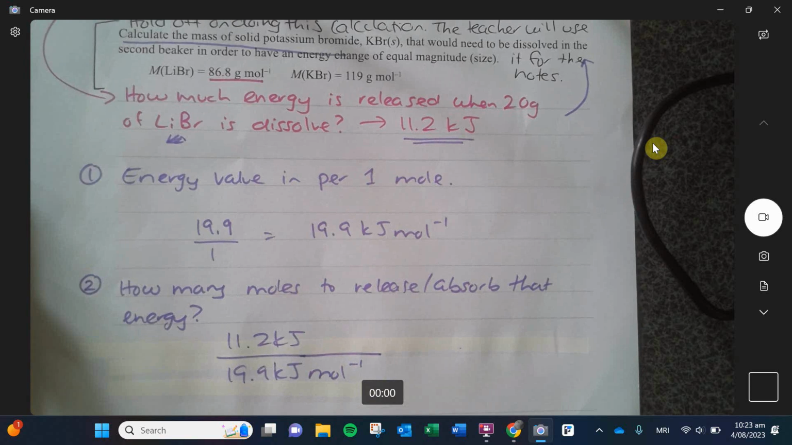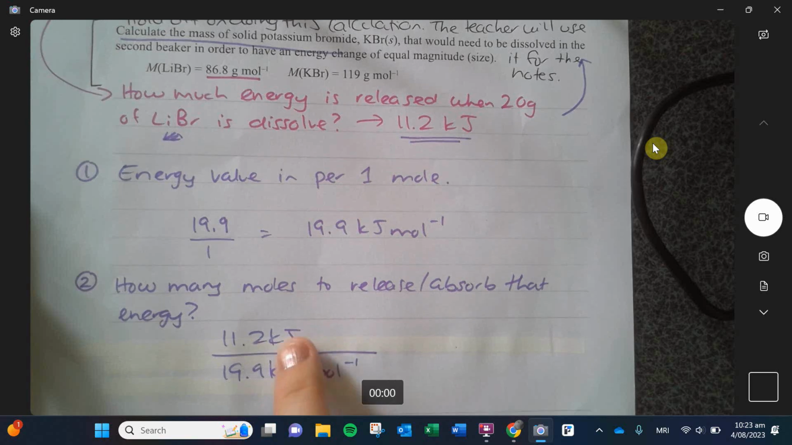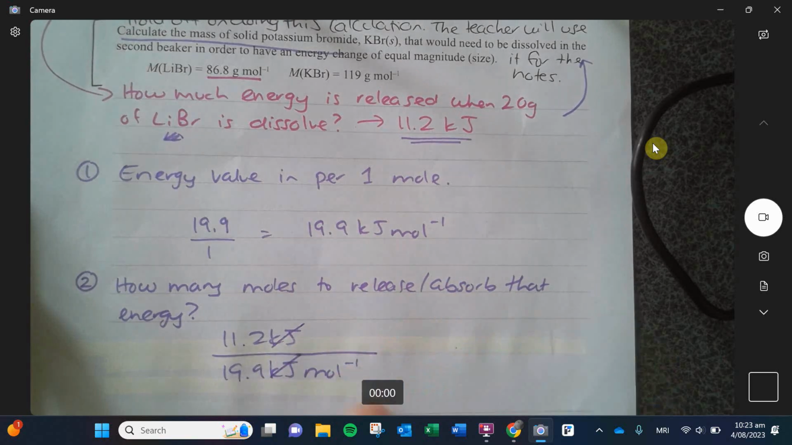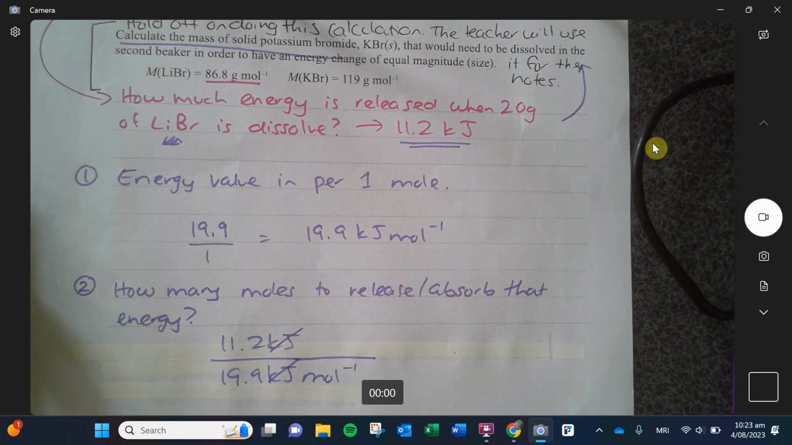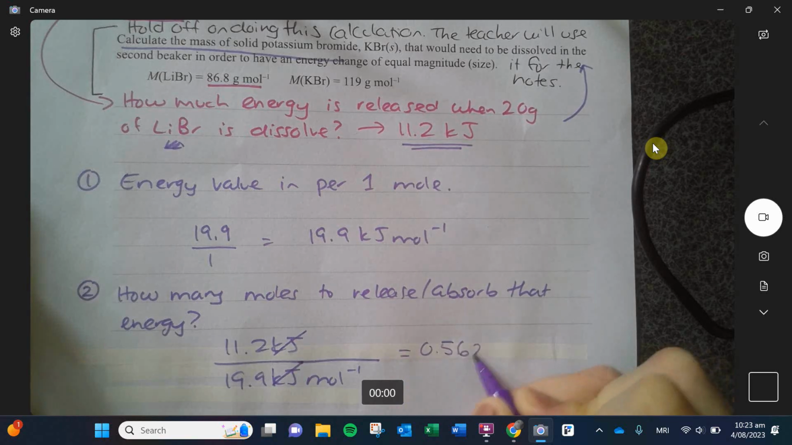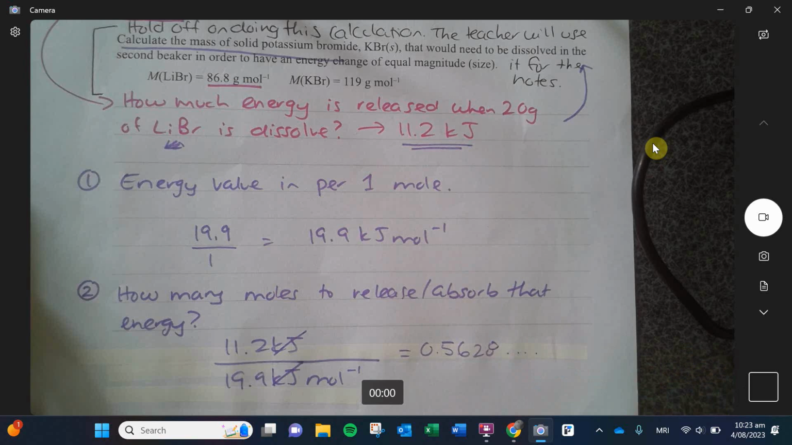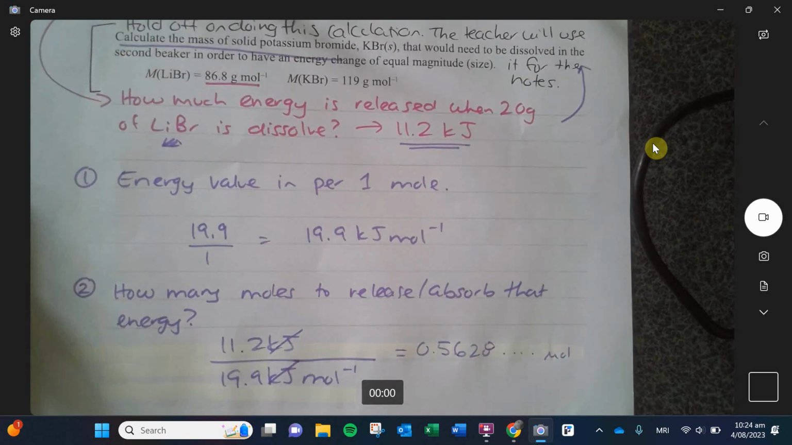It's really useful to write down the units so that way I can double check to make sure I have things in the right order. So I'm canceling out my kilojoules, and I have per mole. Since I have per mole, I then have mole. All right, so 11.2 divided by 19.9, I have that my mole value is 0.5625. There's a lot of numbers there, but I don't want to round until the very end. So that's how many moles I need to release that amount of energy.